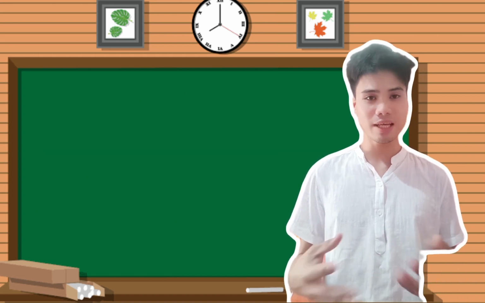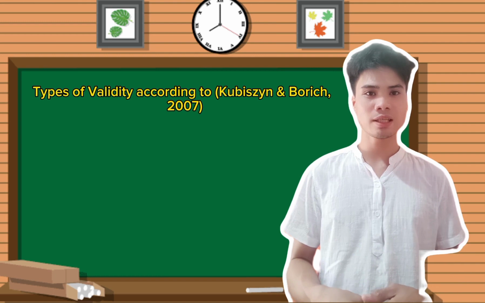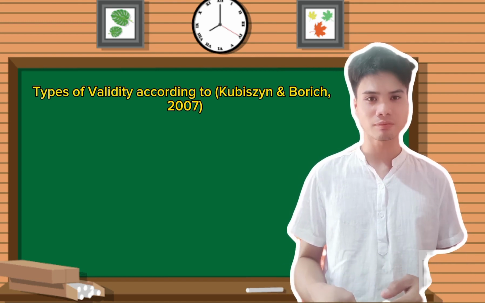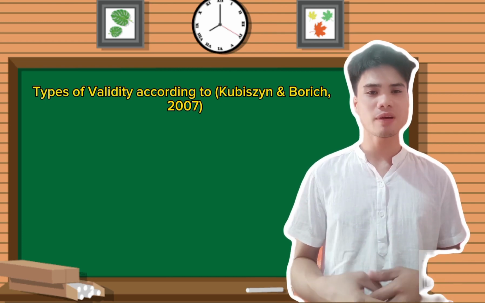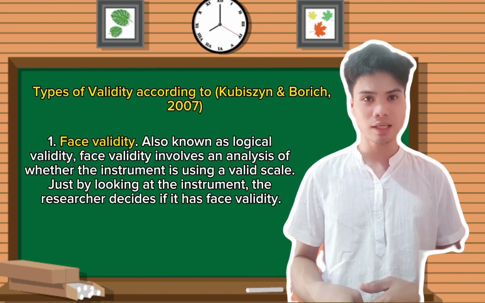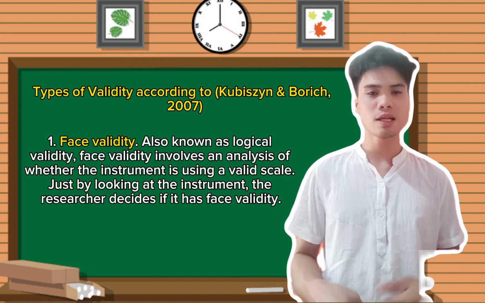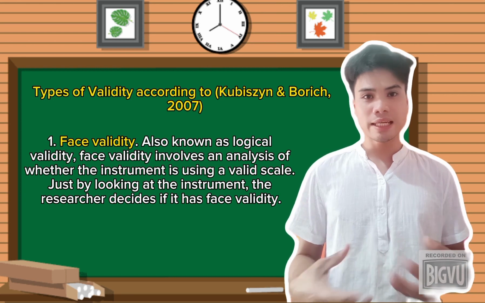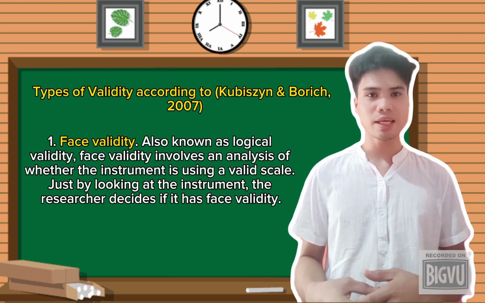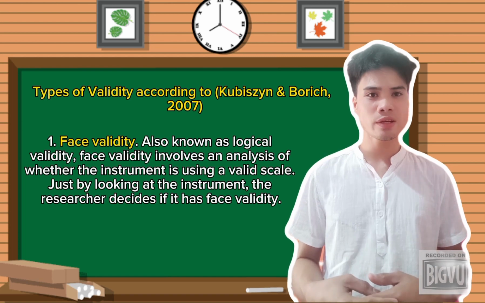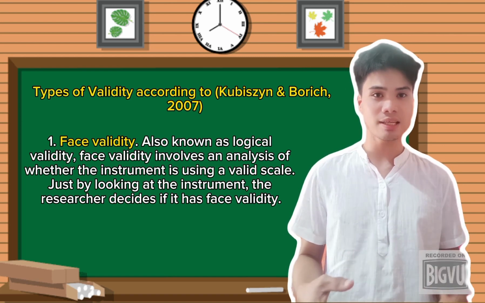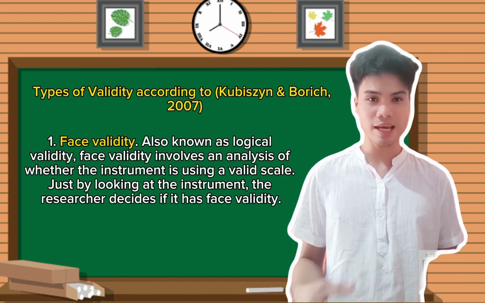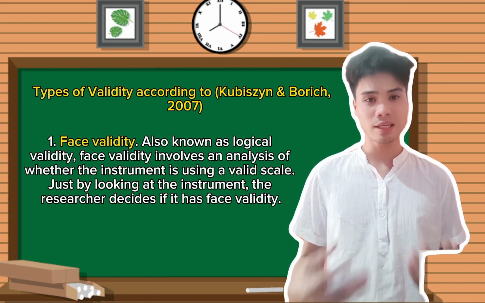So when we say validity, there are types of validity according to Kubiszyn and Borich, 2007. So the first type of validity is face validity. This is also known as logical validity. This type of validity involves an analysis of whether the instrument is using a valid scale. Just by looking at the instrument, the researcher decides if it has face validity.